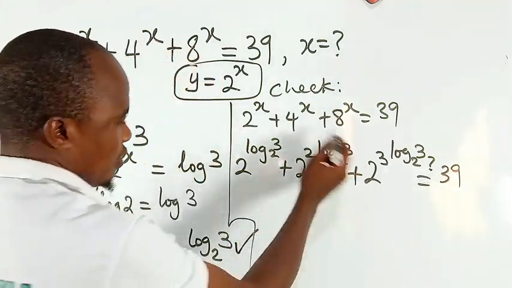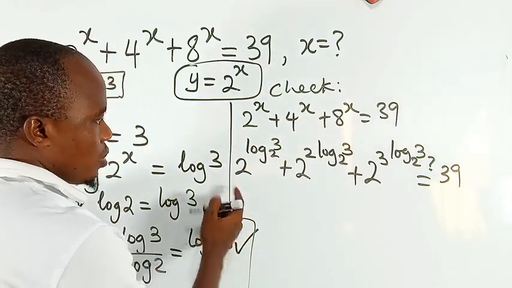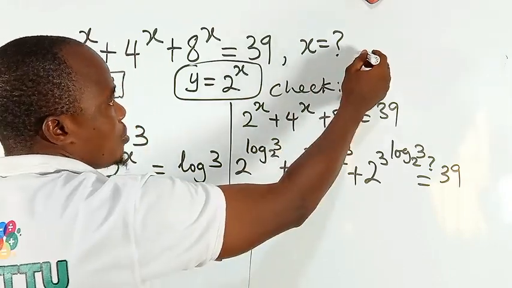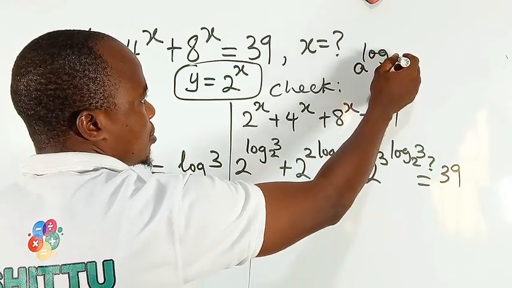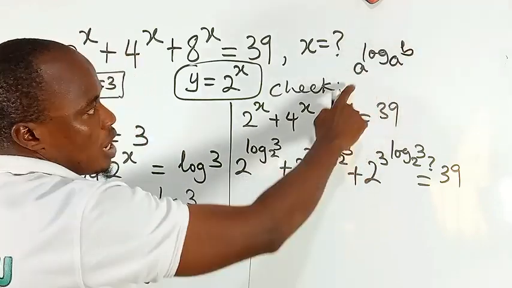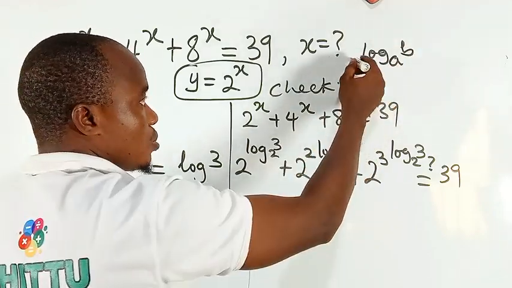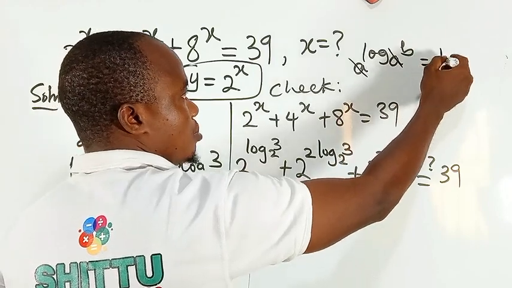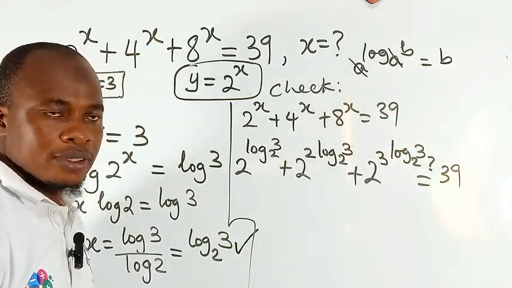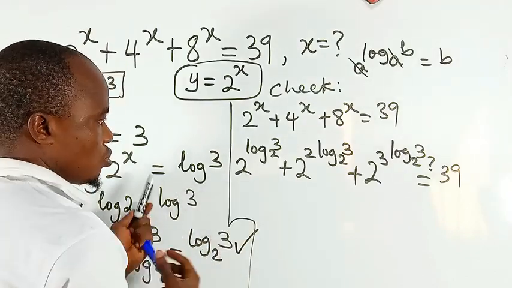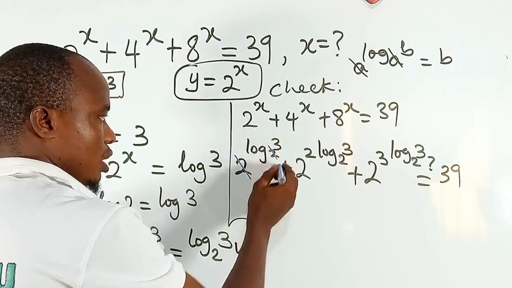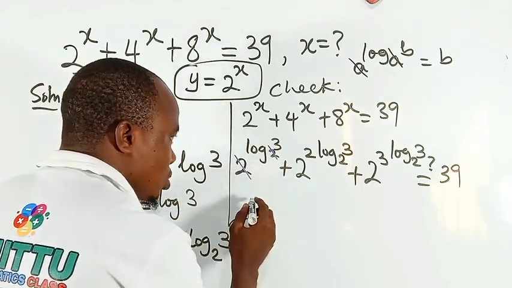So now let's simplify. Anytime you have something like a to the power of log base a of b, since we are having the same base, this will cancel this and our answer will be b. Understand? So the same thing we are going to do here. We see that we have 2 log 2 base 2 here. We cancel this. So we are going to be left with what?